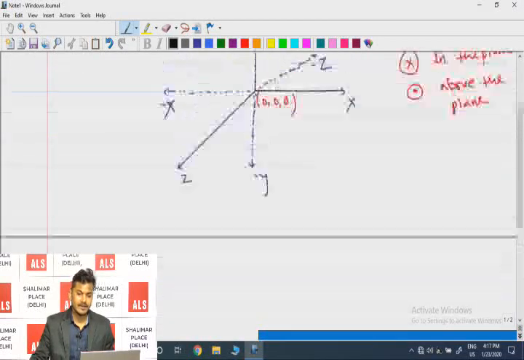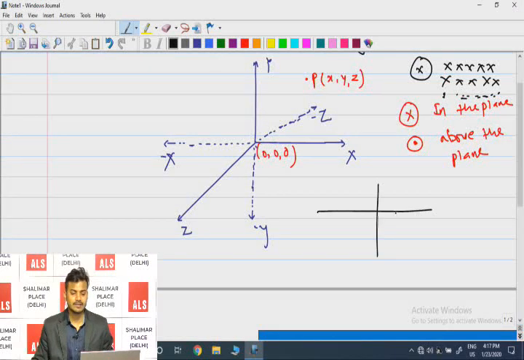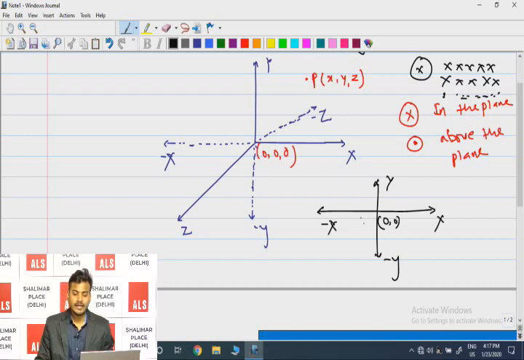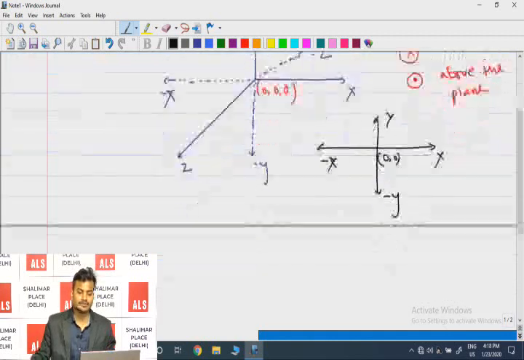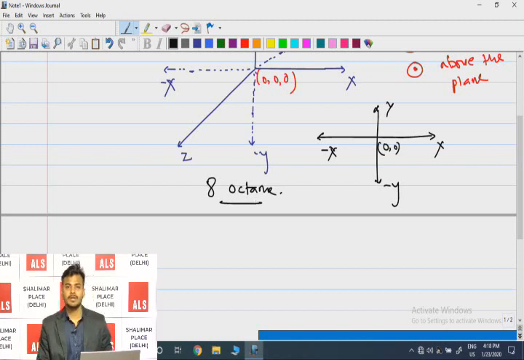Because this chapter is easier than it seems to be, right? Okay. Now likewise in 2D, as we get 4 quadrants, if this is your x, y, minus x, minus y, and here we get 0, 0, the origin. So here we get a total of 4 quadrants. If there are 2 axes, you will get 4 quadrants. If you have 3 axes, x, y, z, you will get a total of 8 octants. Now what are these octants exactly?